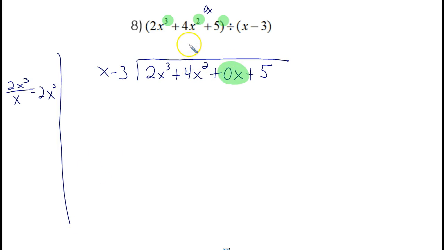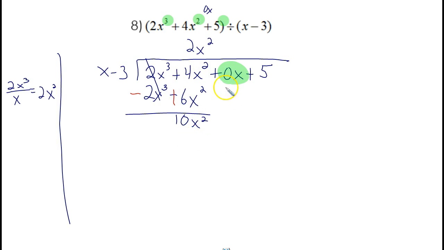So I line it up over the x squareds and multiply. 2x squared times x is 2x to the third power. 2x squared times negative 3 is minus 6x squared. When I subtract, both signs change, and then I add down. 4 plus 6 is 10x squared. I bring down the plus 0x so that I have two terms, a binomial, and then I divide x into 10x squared. 10x squared divided by x is positive 10x.